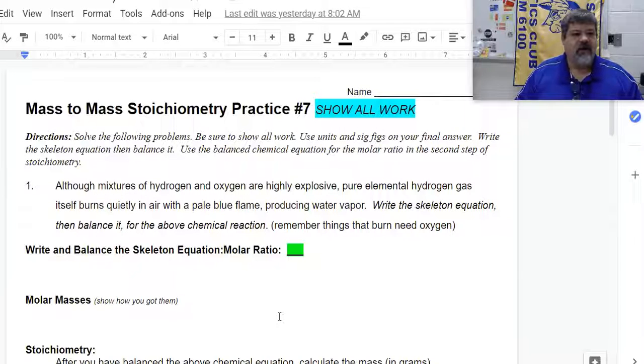Hey Mohawk Nation, we're going to do another mass-to-mass stoichiometry problem. This time it's going to be from practice sheet number 7 and problem number 1. So let's go ahead and read it.